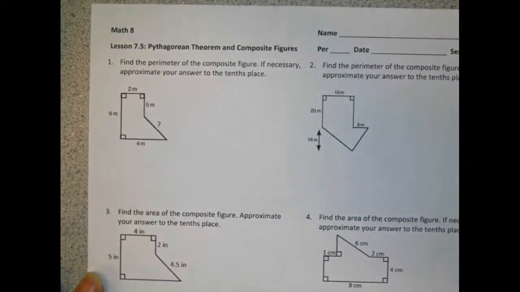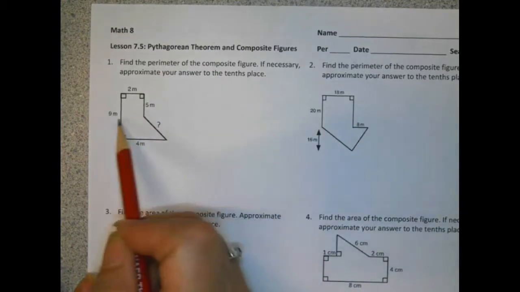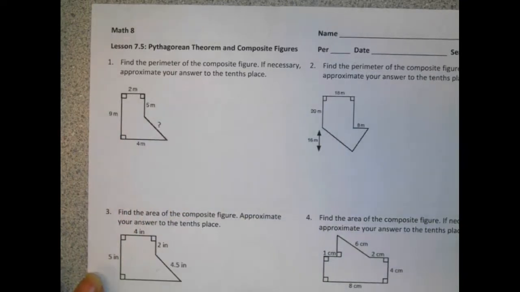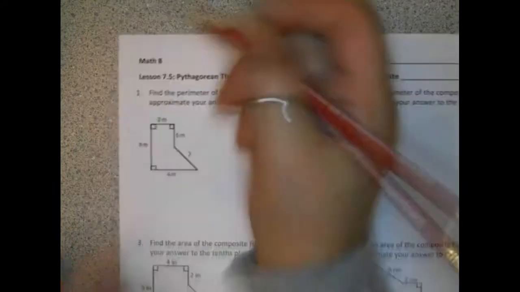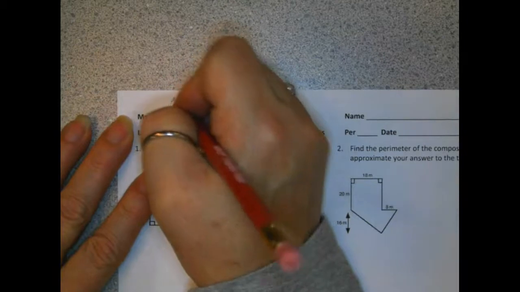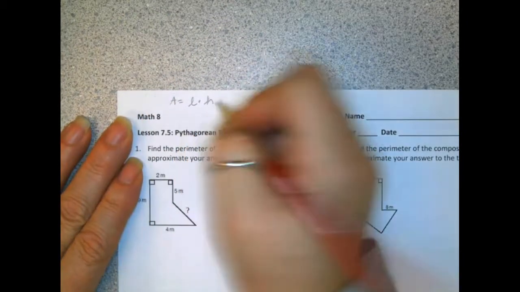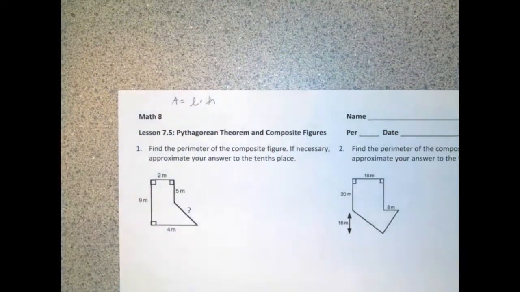Okay? So we know how to find the area of things, right? So the area of a square would be length times height, right? So that gives us a little bit of information. If I wanted to find the area, I'm going to multiply the length times the height, or the width times the height. Okay? And that's going to give me some information.